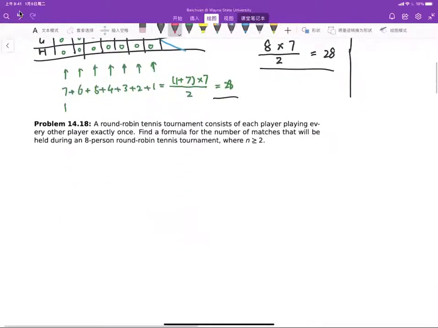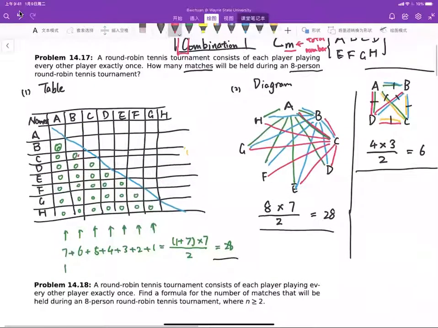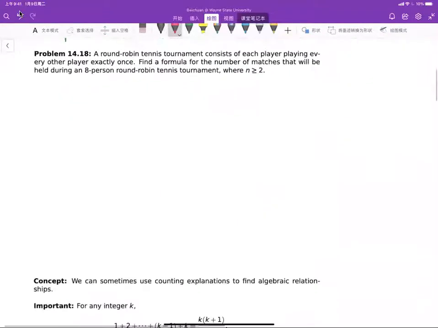All right. So let's look at the second problem, 14.18. In this case, we want to generalize the formula we got in the previous problem. Again, it's the same tournament and the same rule. We want to find the formula for the number of matches that will be held during an n-person round-robin tennis tournament, where n is greater than 2.